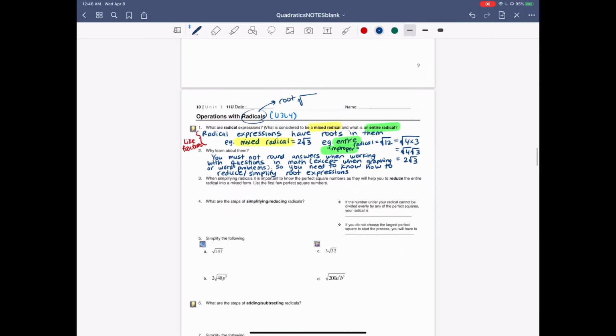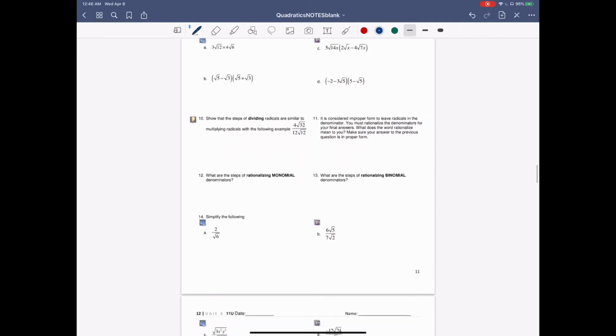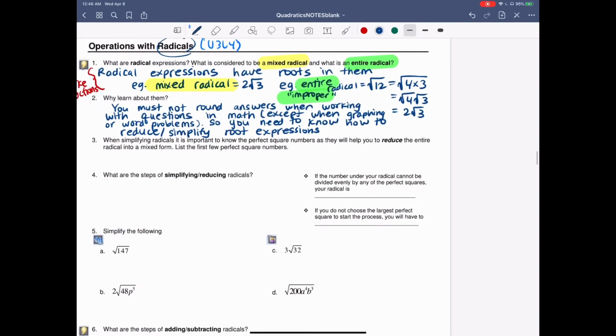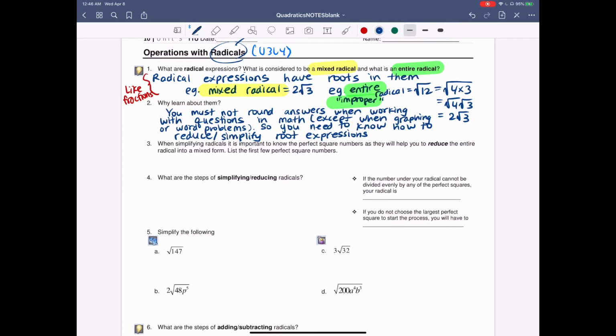So the following is very algebraic, right? When simplifying radicals, it is important to know the perfect square numbers, as they will help you to reduce the entire radical into a mixed form. List the first few perfect square numbers. Notice that it worked out because that 4 was a perfect square. So we should list out all of our perfect squares. We start off from 1, but we don't really need the 1. Why is that? It doesn't really help us simplify, so I'll cross that off later.